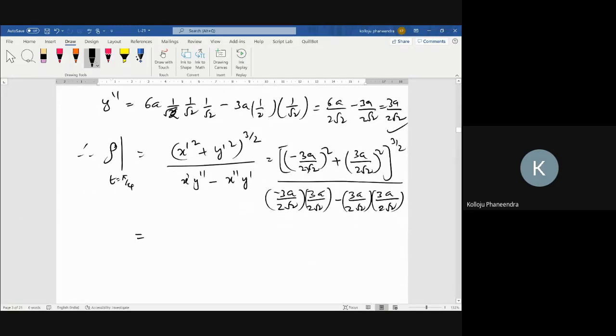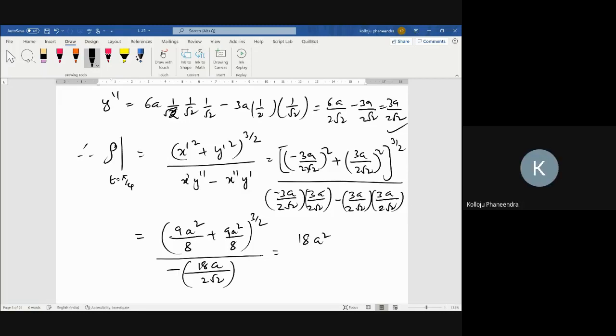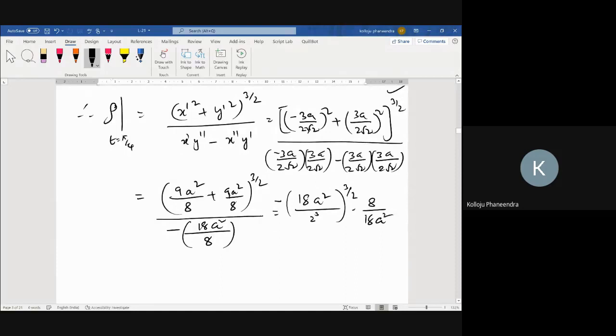So this is equal to 9a square by 4 into 2, that is 8, plus 9a square by 8, whole power 3 by 2, by, this is minus 18a by 2 root 2, 18a by 2 root 2. So what is this final answer? This is 9a square, sorry, 18a by 8, correct. This is 18a square by 8, I can write 2 cube, whole power 3 by 2, into, okay, minus, here 8 by 18. It is 18a square in denominator there. 18a square, right? Any more? a square. So what is this?